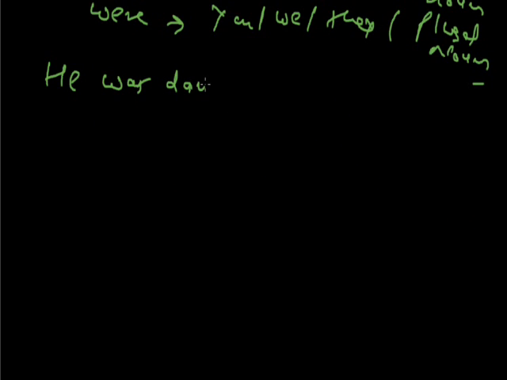He was dancing last night. He was dancing. Something was going on. The action of dance was going on in the past. So we are using the past continuous tense. He was dancing last night. What was going on last night? He was dancing. Something going on in the past.